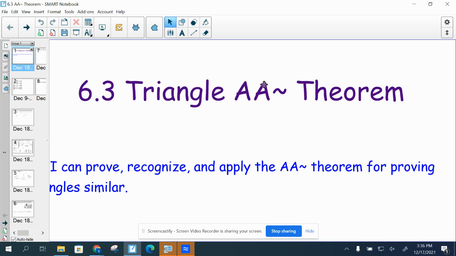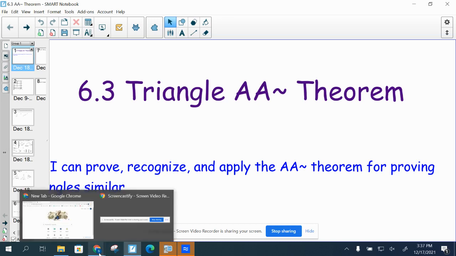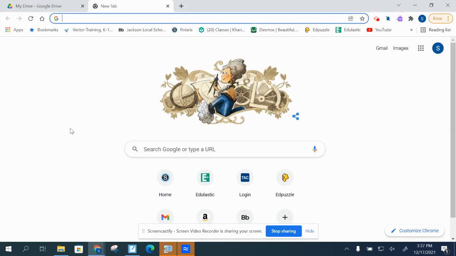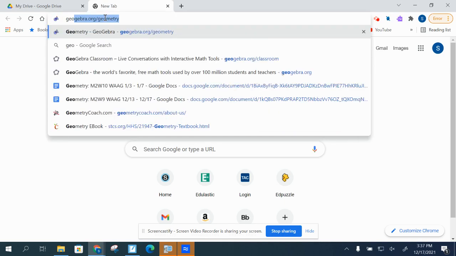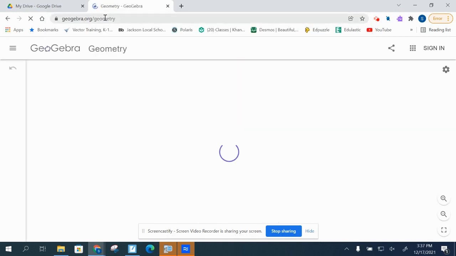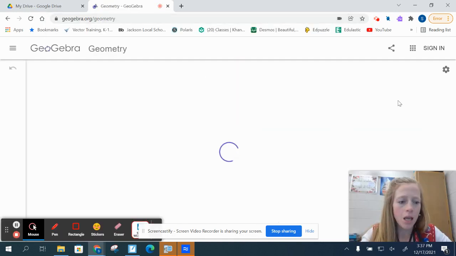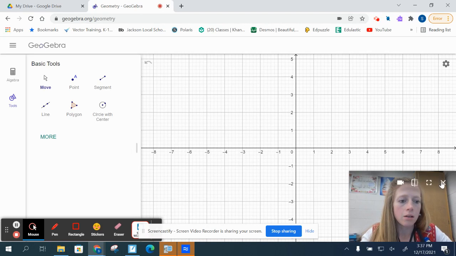But it does in fact say that if you have two triangles that have congruent angles, then you know that they are similar. So we're going to do a little investigation here in GeoGebra. If you are in my class, then you have the paper that goes over these directions, but if not, you can just follow along. So we're going to go to geogebra.org/geometry.